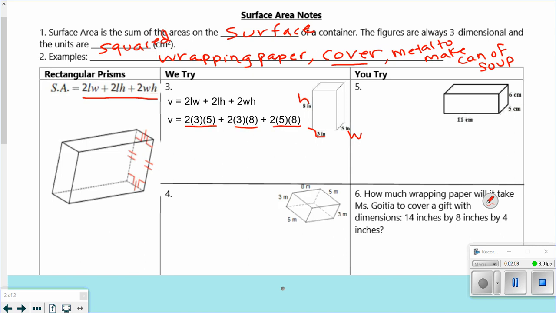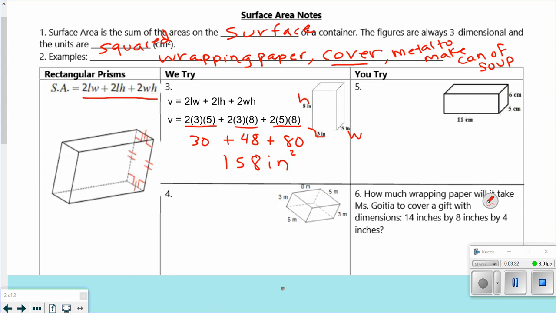So 2 times 3 times 5, we have 15 times 2, which would be 30, plus 2 times 3 times 8 would be 48, plus 2 times 5 times 8 would be 80. So you have these 3 different products of each section of that formula, and then you're going to add them all together. So 30 plus 48 plus 80 would be 158 inches. And we're going to square it because it's area, not volume. We're talking about the surfaces. Okay, so hopefully that wasn't too crazy.